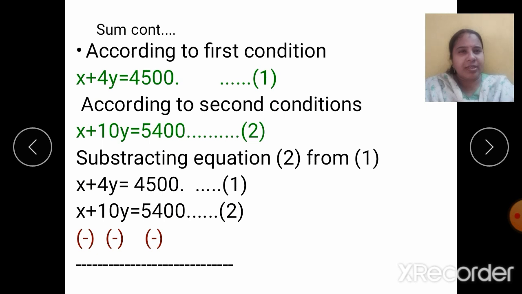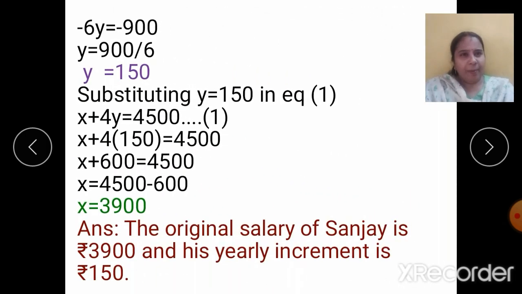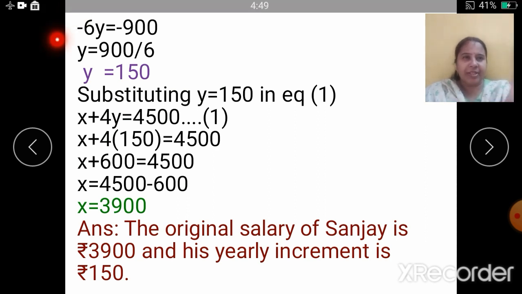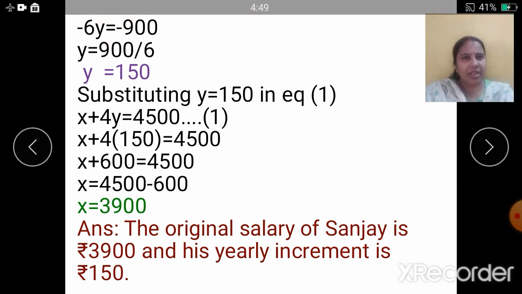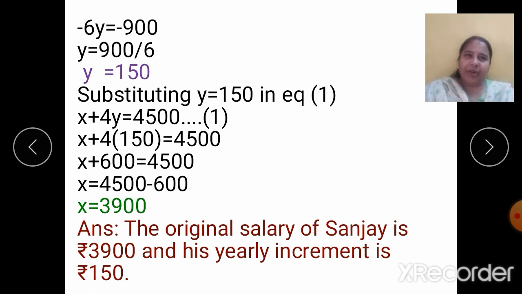Now look at this, these are simple equations where X terms are the same. So we can subtract equation 2 from equation 1, wherein we have to change the sign like this, and this term will get eliminated. What will be left? 4Y minus 10Y. How much? Minus 6Y. And 4500 minus 5400. So we get minus 6Y is equal to minus 900. Okay. Then this minus and minus can be cancelled. What is left? Y is equal to 900 upon 6. So Y is equal to 150.